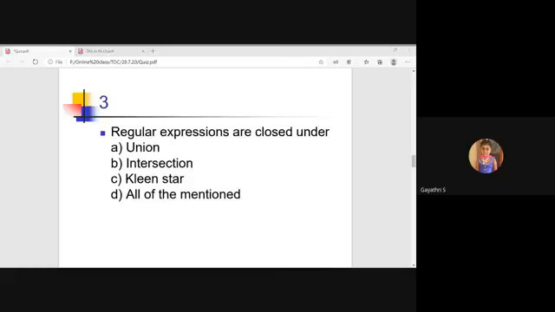Yes, D. Regular expressions are closed under the following operations: union, intersection, and Kleene star. Okay, not Kleene closure.